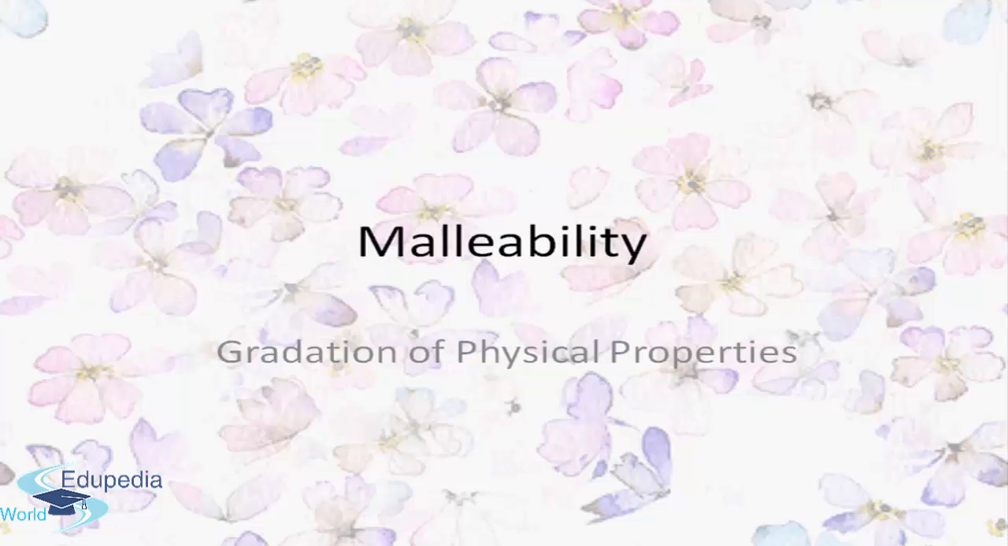Friends, as in the past two sessions, we are discussing the gradation of physical properties, where we have already discussed two subcategories, that is physical state and the luster property. So today in this session, we shall learn about the malleability property and the variation of malleability property in the modern periodic table with respect to groups and periods. So friends, let's start with the session and understand the malleability property and its variation in detail.